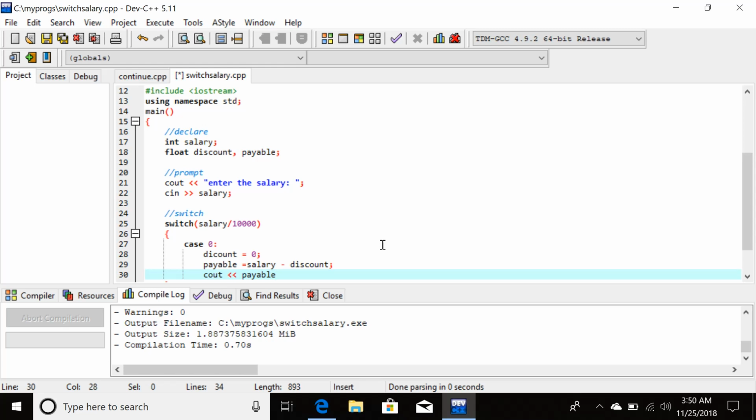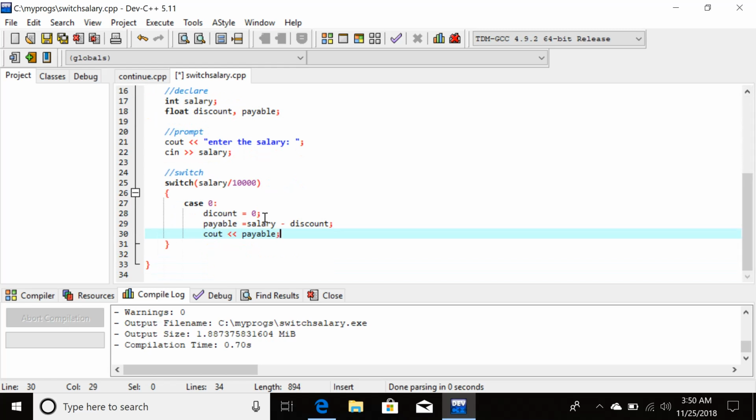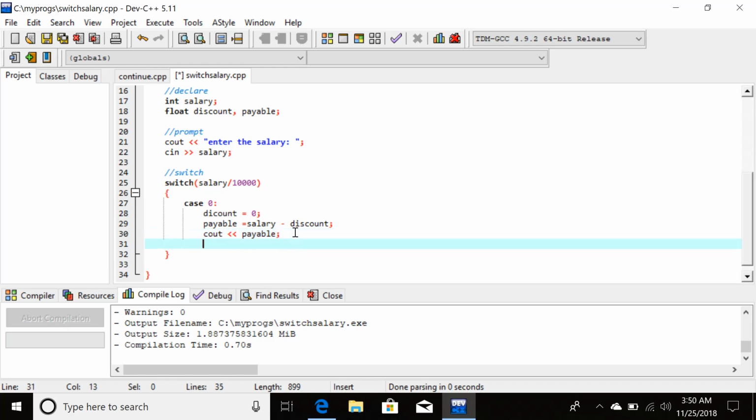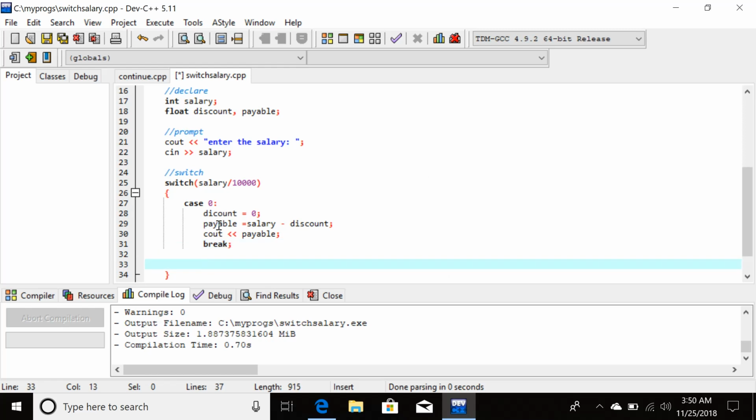It is not a character string, so we don't have to encode it in double quotes. We don't have to encapsulate it in quotation marks. Okay, done. This is for case 0. But remember, we have already discussed the role of break here. We should also write a break statement in front of each case statement.